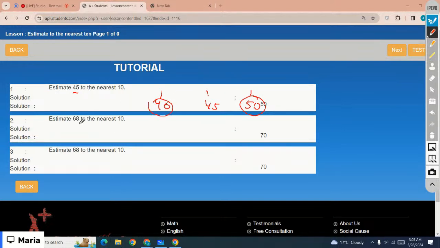Got it? For example, the next one is 68. 68 is between 60 and 70, but 68 is near to 70, right? So you can round up 68. It would be rounded to 70.